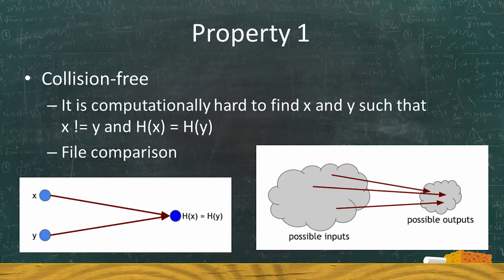So the first property is called collision freeness. That means if I have 2 different inputs, x and y, and they're not equal, then it's very hard to find x and y that are not equal, x is not equal to y, and they map to the same value. So we are assuming that given any document, it has a unique hash signature. So that's what's meant by collision free.